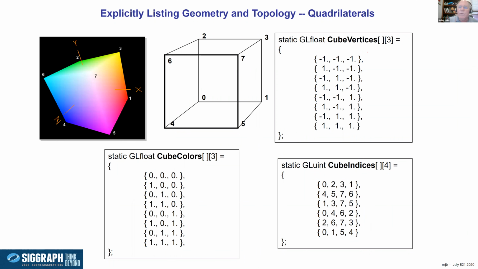We have 8 vertices because it's a cube. We have 8 colors because each vertex has its own color. And if we want to not list all the vertices over and over to make each face, we could just list them as indices, like vertex 0, 2, 3, and 1 become one quadrilateral, and so on.